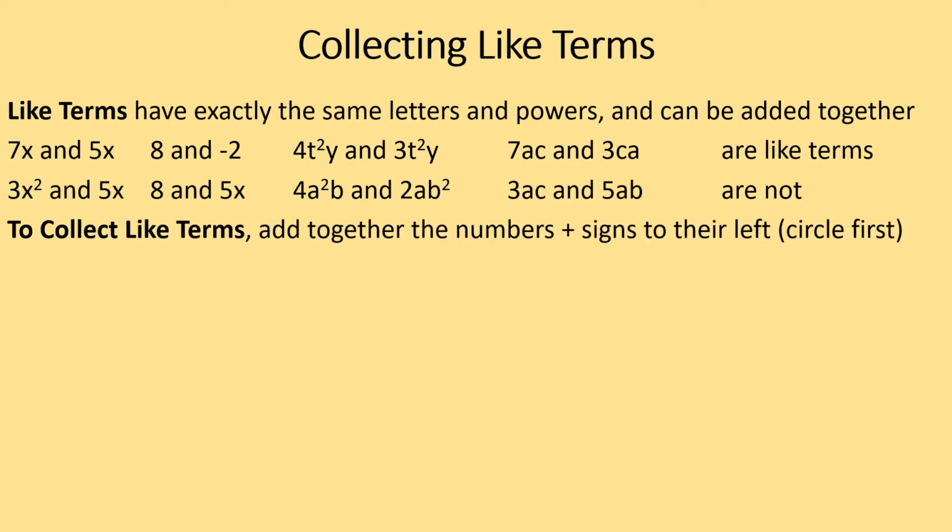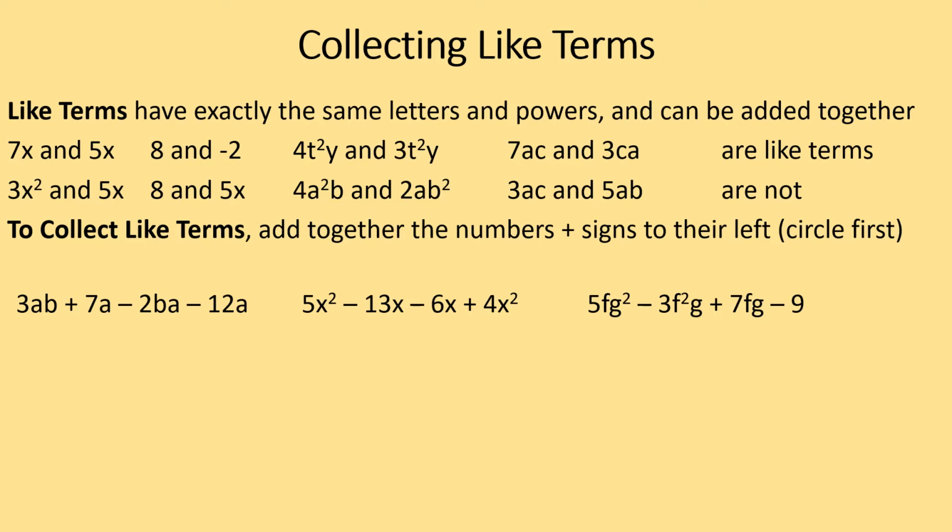So to collect our like terms, we'll just add together all the numbers that are to the left, and the signs that are to the left of our like terms. So 3 basic examples here. Let's look at the first one first. When I say circle like terms, you don't have to do this, but if you find this difficult, it can be very helpful. I'm going to put the 3ab and the minus 2ba into a red circle, so they are both like terms. And then if we do that sum, 3 minus 2, you just get 1.